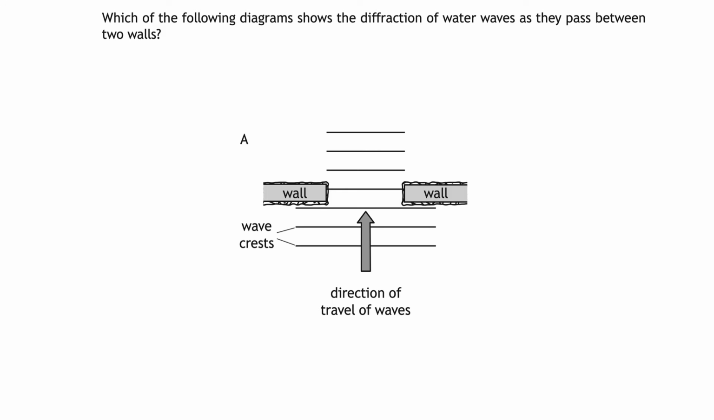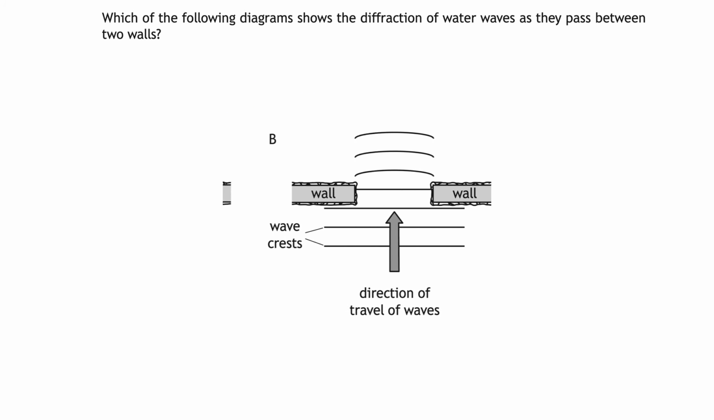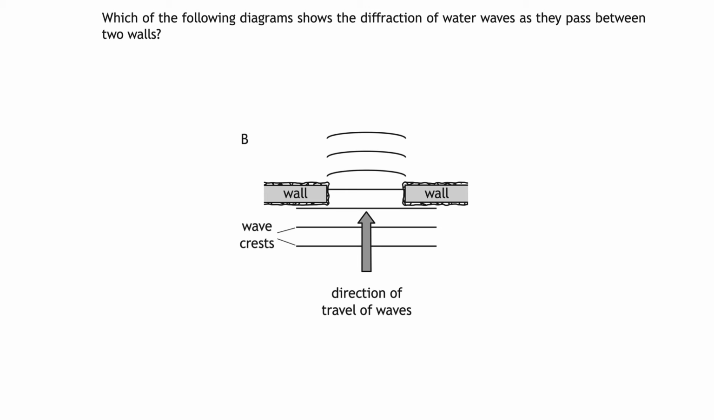In this diagram, the wavelength isn't changing, which is good, but the waves aren't spreading out, which is bad. It's a no from me. Next up, the waves appear to be bending here after they pass through the gap, but again, they're still not spreading out. Answer B gets the thumbs down too.